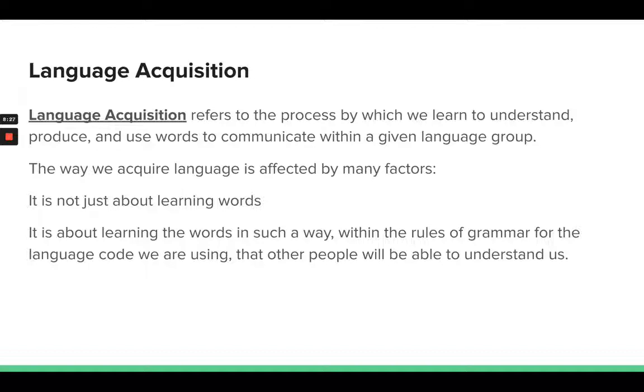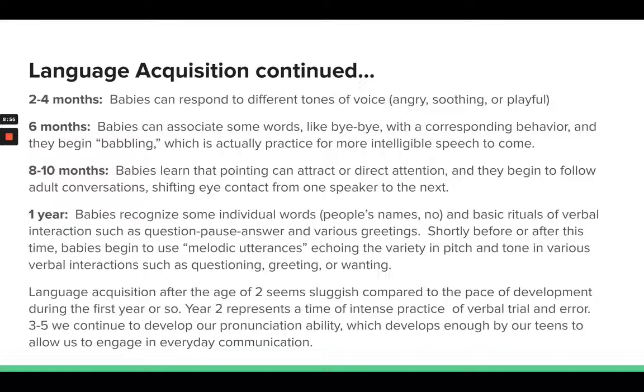Language acquisition refers to the process by which we learn to understand, produce, and use words to communicate within a given language group. How we acquire language is affected by factors. It's not just about learning words. It's about learning words in a way, within the rules of grammar for the language code that we are using, that other people will be able to understand us. So it's not just about learning vocabulary. It's about learning the vocabulary within the set of grammar rules that abide within that language code.